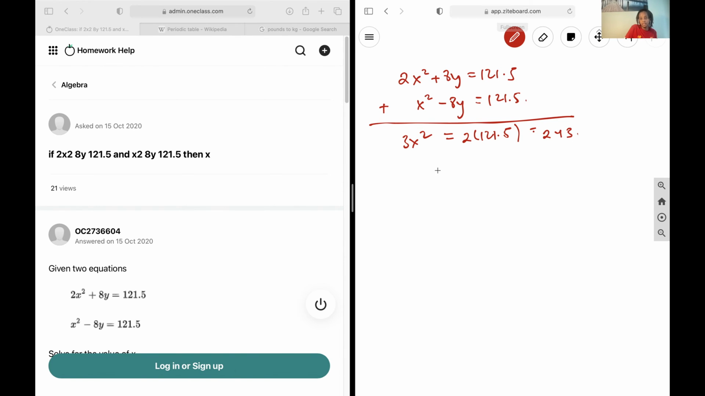And then now let's isolate the x squared. So that will become 243 over 3. And that's going to become 81. And so if you take the square root on both sides, you'll get x is equal to positive or negative 9.